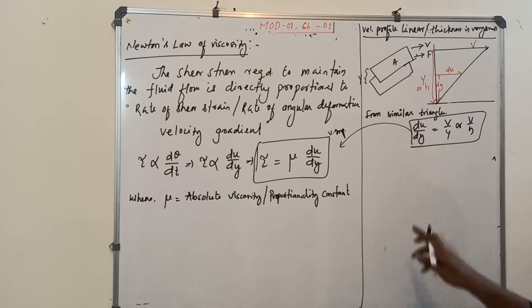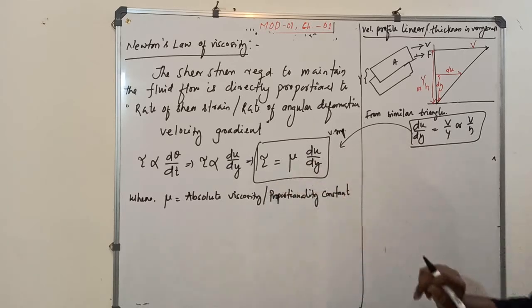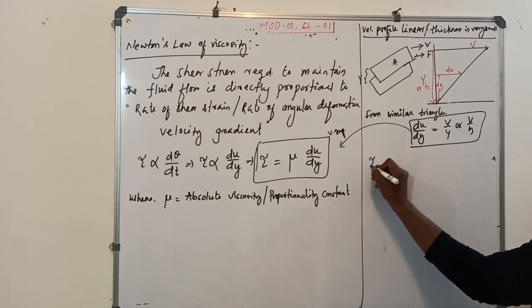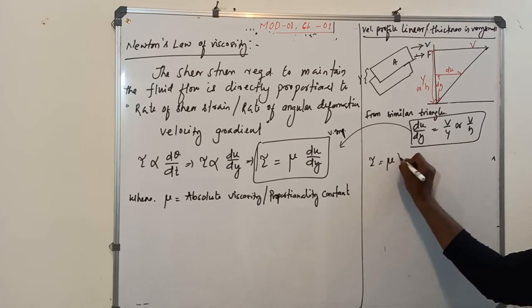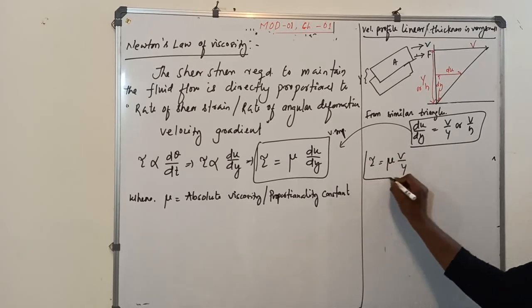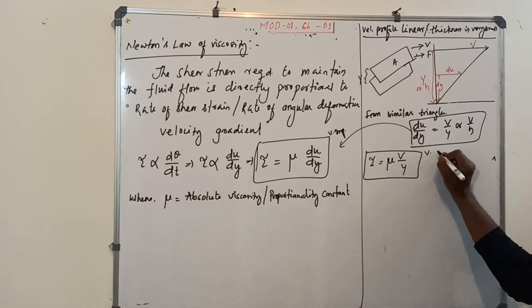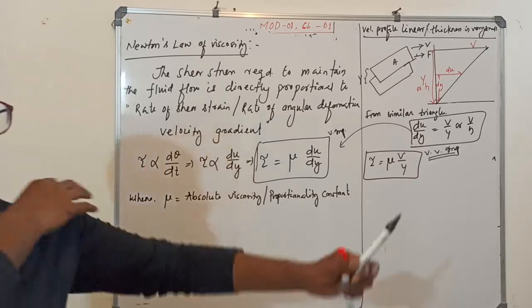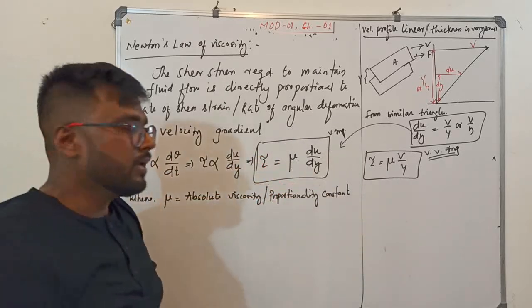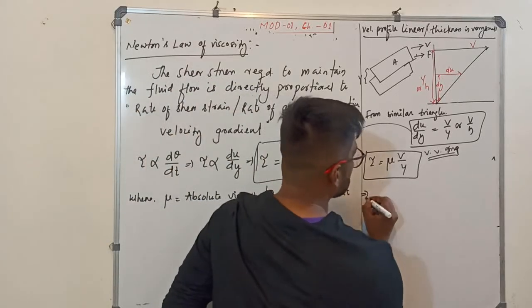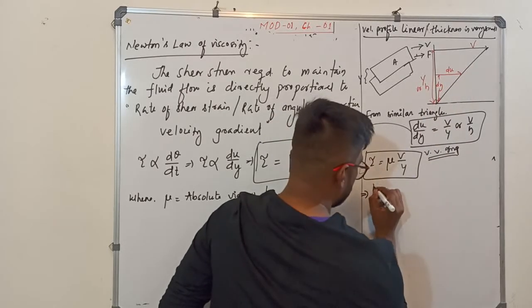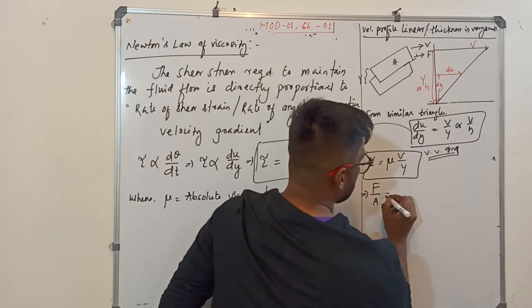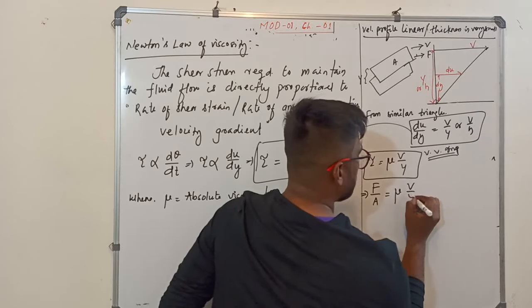Now if you apply tau here, what will you get? Tau is equal to mu v by y. This is what GATE asks. Tau equal to mu v by y. Did you understand? Now, what is tau? Sir, here you have written force per area. Yes, F by A is equal to mu v by y.